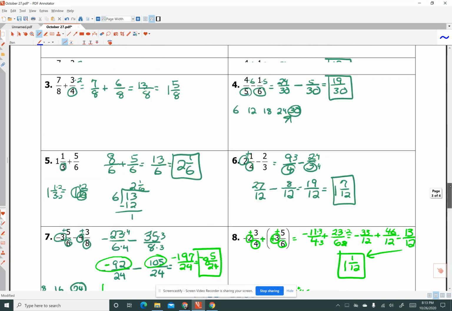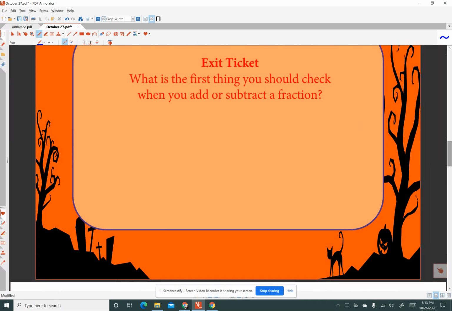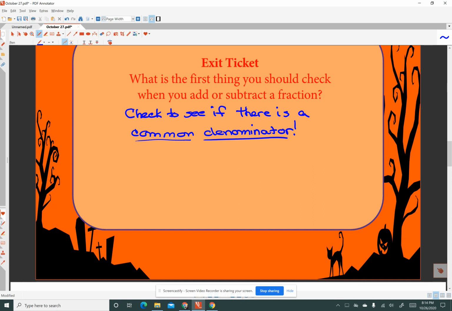So good job today. They're getting harder and harder. What's the first thing you should check when you add or subtract a fraction? Check to see if there is a common denominator. Because when you add or subtract fractions, you must have a common denominator. Good job today. I'm glad you're working hard. Make sure you show me your notes so you can get credit for all your hard work. Keep it up and you'll be great.